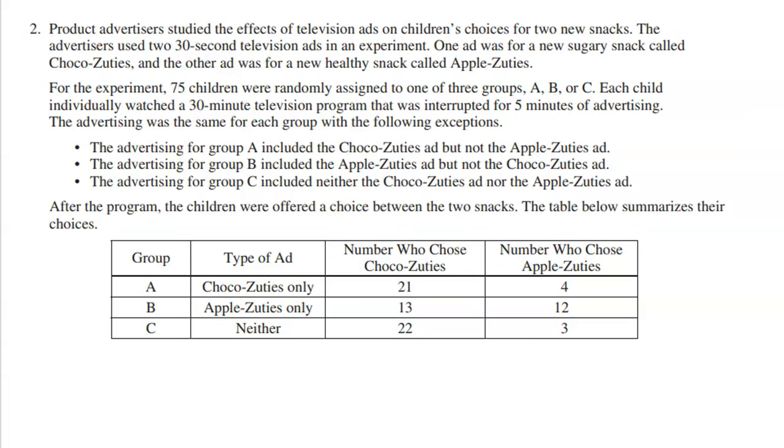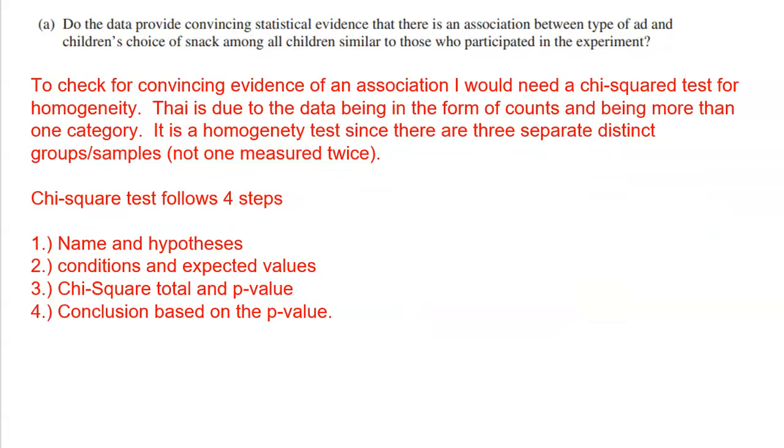Question A, there are 2 parts here. Question A says, do the data provide convincing statistical evidence that there is an association between the type of ad and children's choice of snack among all children similar to those who participated in the experiment?